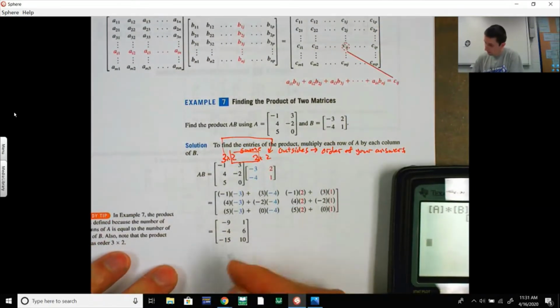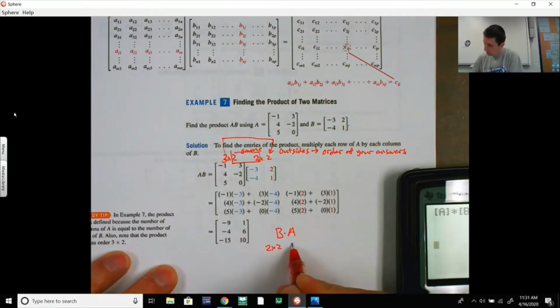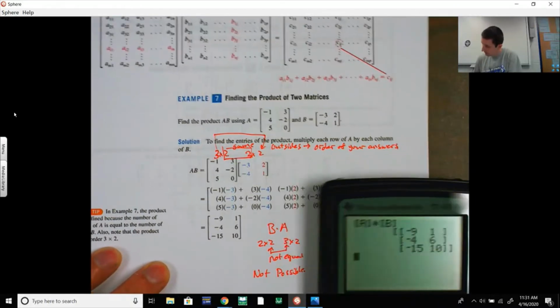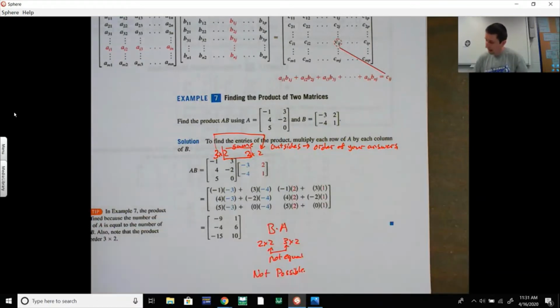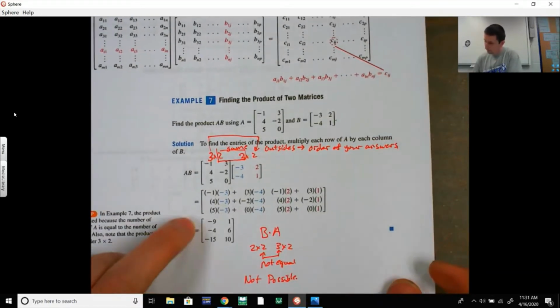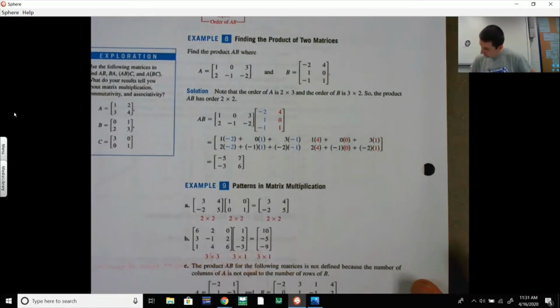Now, if I switch that around, if I do B times A, notice that would be a 2 by 2 matrix multiplied with a 3 by 2 matrix. So these are not equal. So this would not be possible. And you'll get a dimension mismatch if you do that. So if I go matrix, I want to take matrix B times matrix A, you'll say dimension mismatch. Okay? So finding the product of two matrices, use your calculators with that.